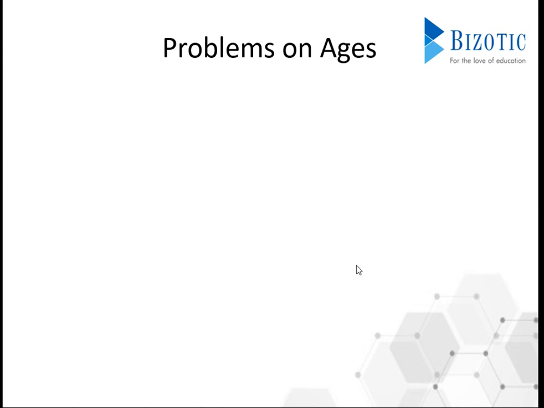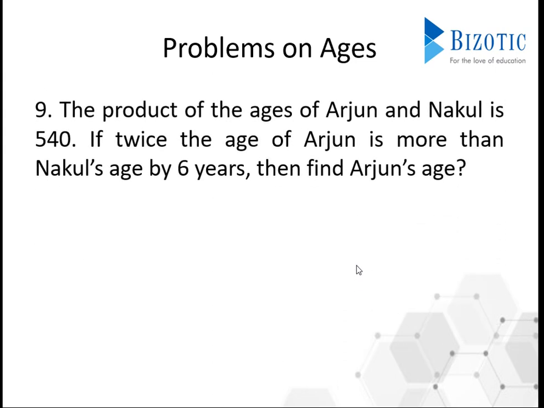And now let's move on to the next one. Question number 9. The product of the ages of Arjun and Nakul is 540. If twice the age of Arjun is more than Nakul's age by 6 years, then find Arjun's age. Before we go into the solution, let's clarify some things in the question itself. If twice the age of Arjun is more than Nakul's age by 6 years, that means twice of x will be definitely something plus 6. So that will give you the equation. Anyways, let's look into the options.